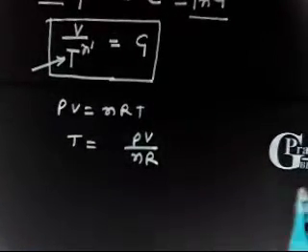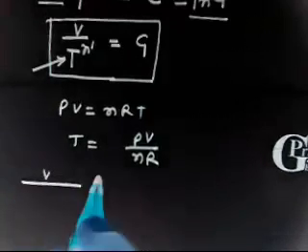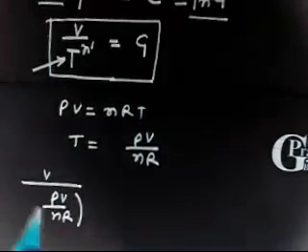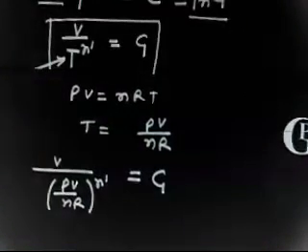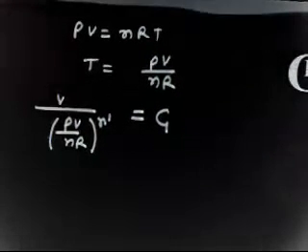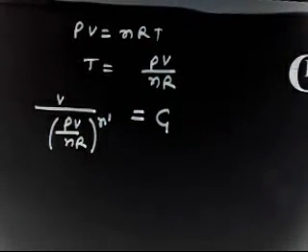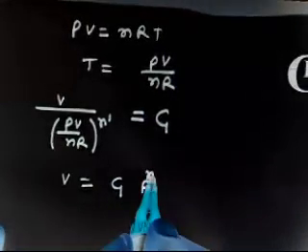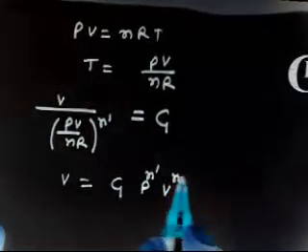So we will have V by T, where T is PV by nR, to the power n dash, is equal to some constant C1. Now if we do some more massaging of this equation, if I take this to that side, V is equal to C1 P to the power n dash V to the power n dash.